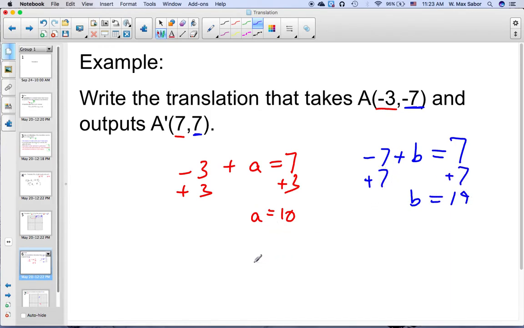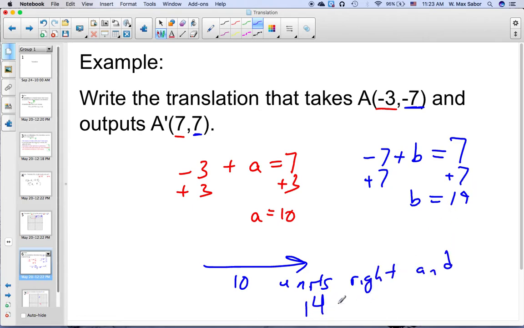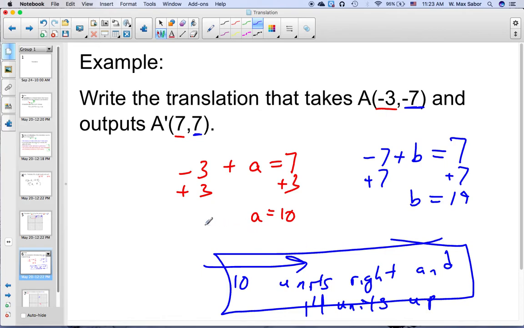All we're saying is that we moved 10 units right, and this is 14 units up. So that's our answer.